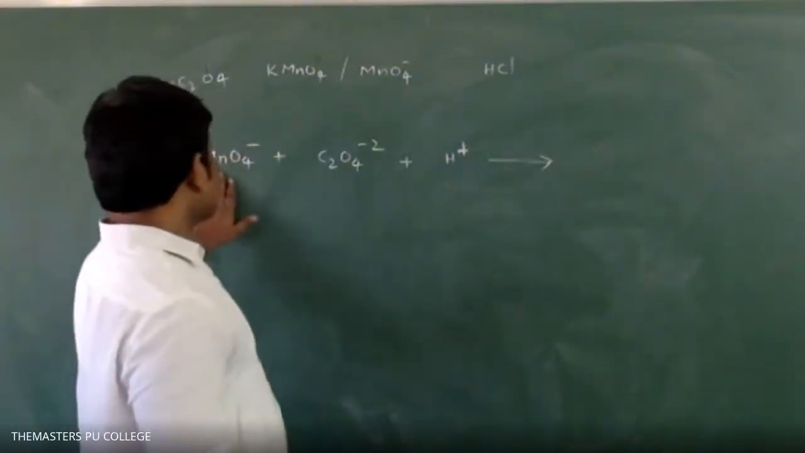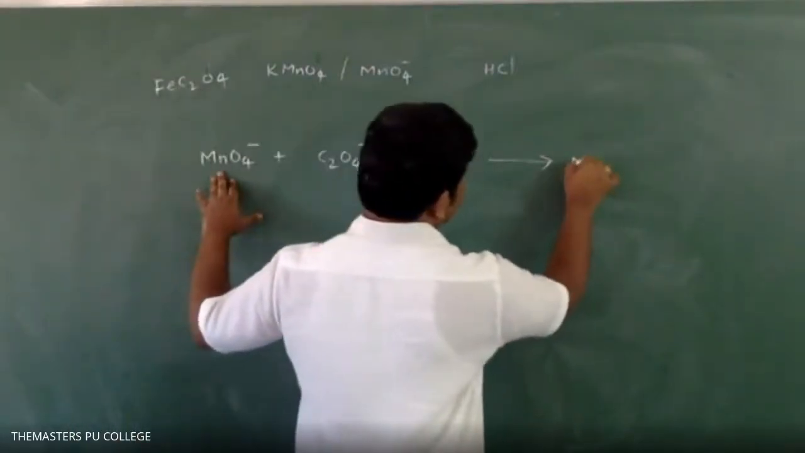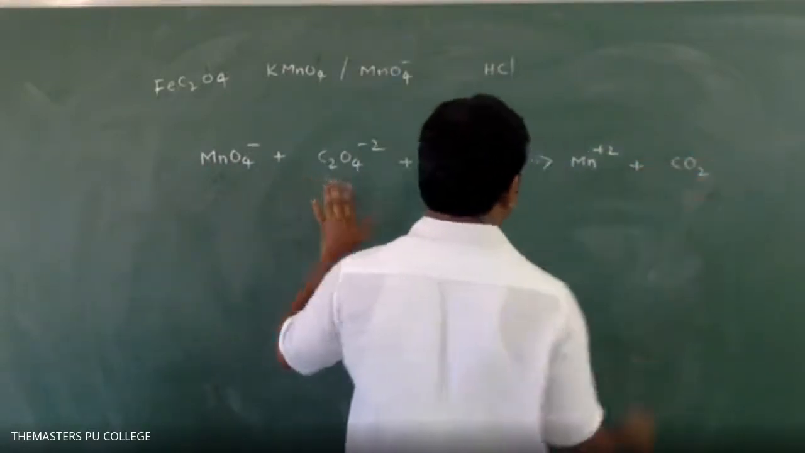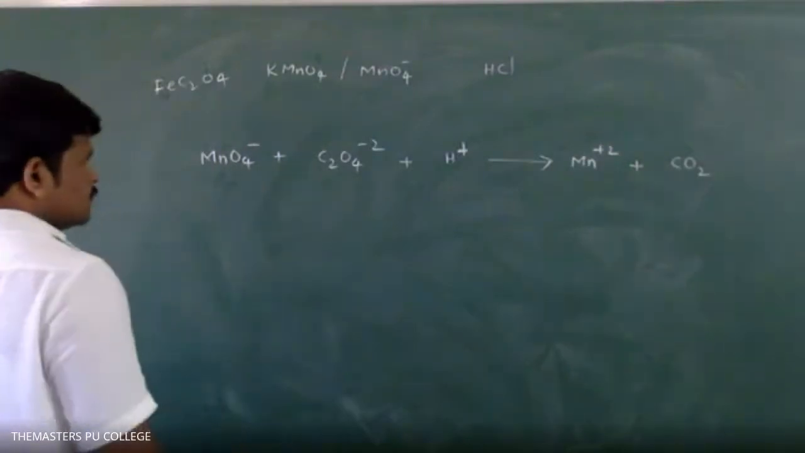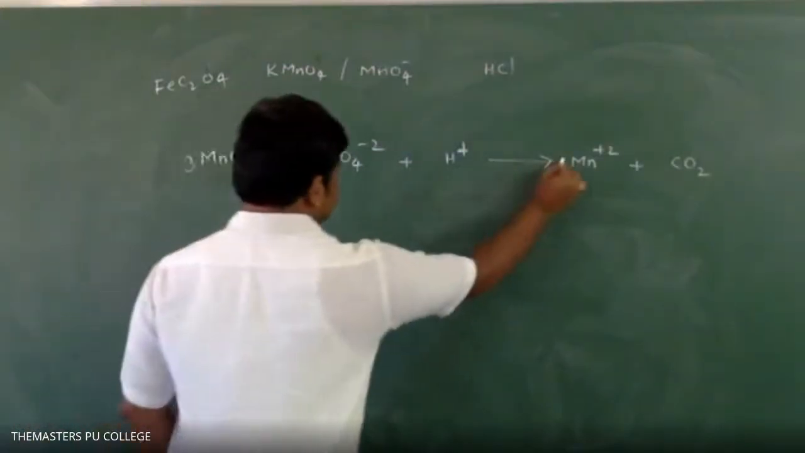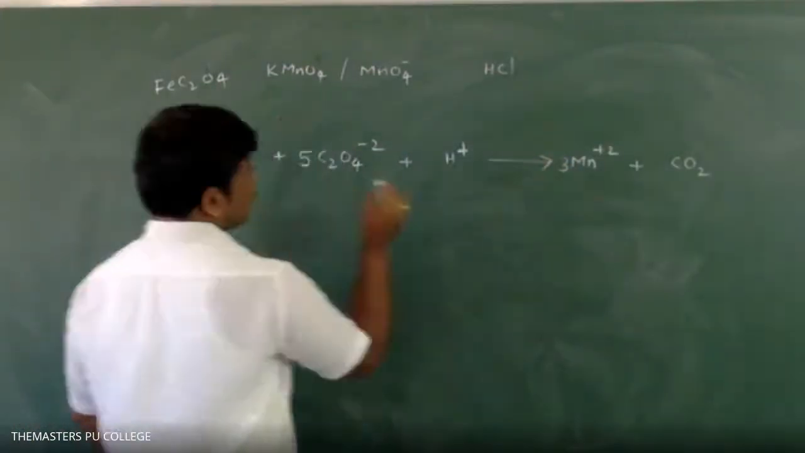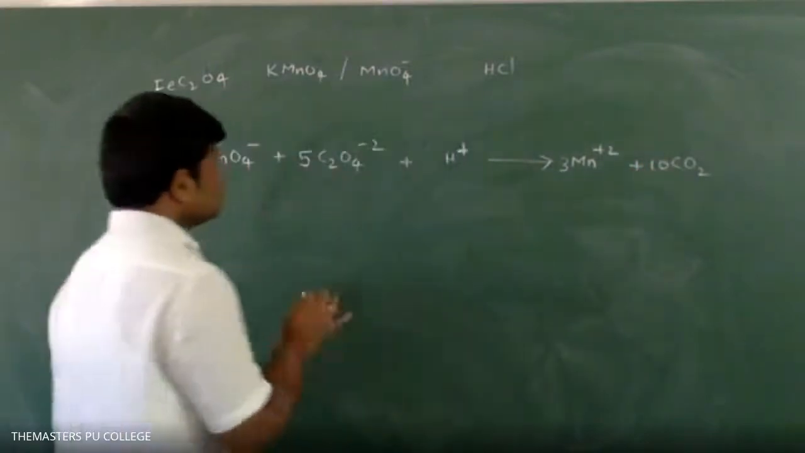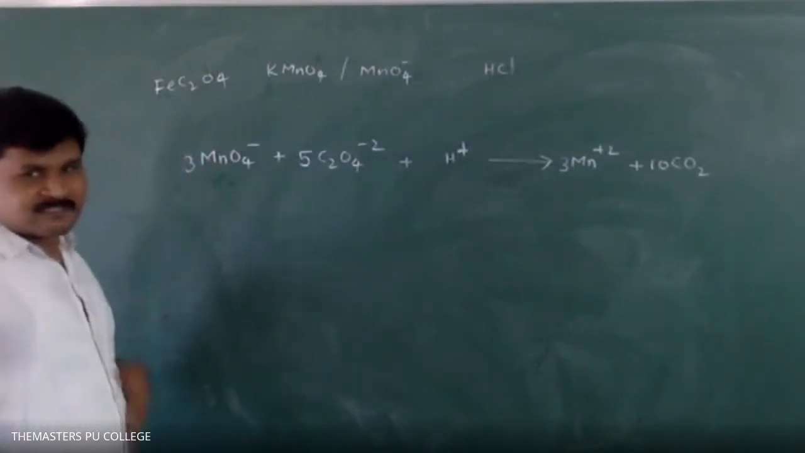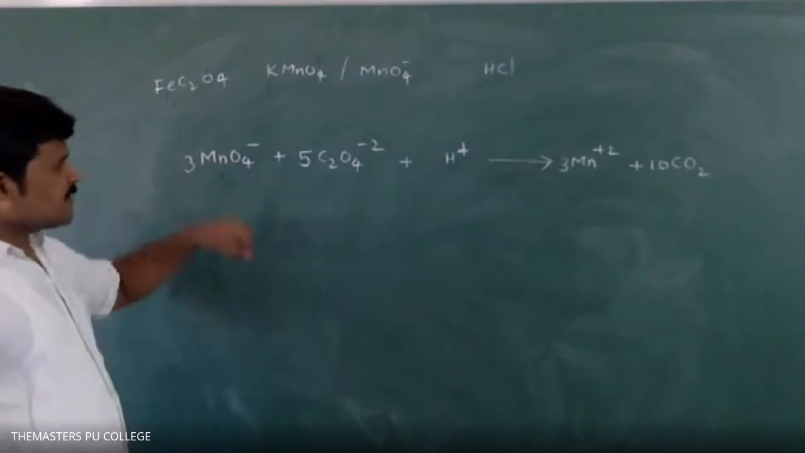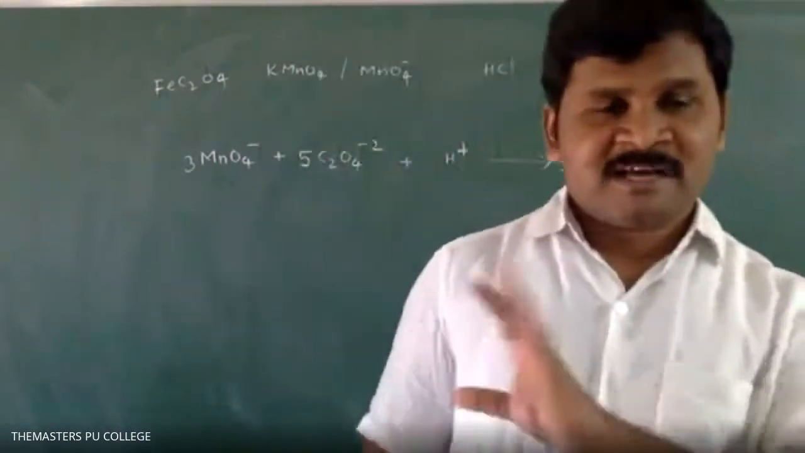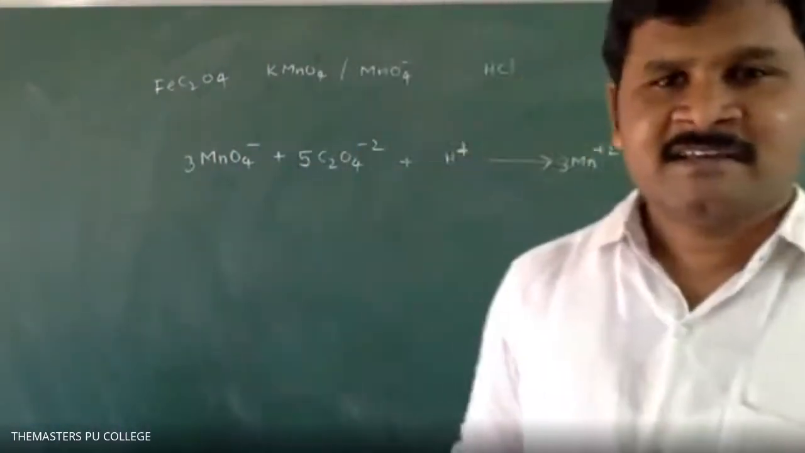Here MnO4 minus is converted into Mn plus 2 in acid medium. C2O4 is converted into CO2. So you will get balancing according to charges. Why you are getting 3 and why 5, you have to wait until the reduction reactions. There is a process called the oxidation number method, so there we will discuss.